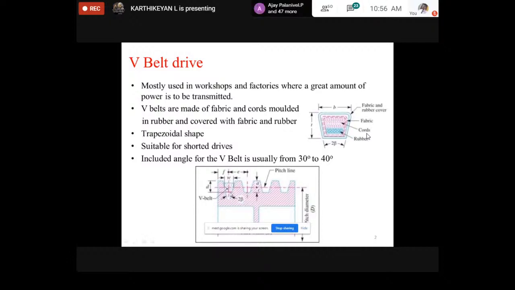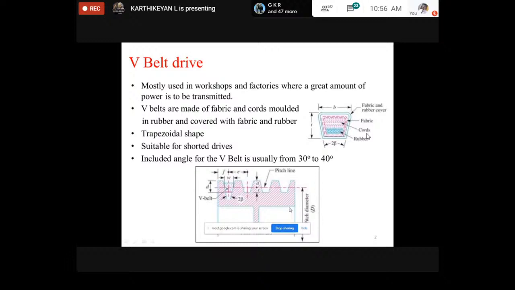There is a limitation in V-belt drive. A clearance must be provided at the bottom of the groove, as shown in the figure, in order to prevent the belt from touching the bottom as the belt becomes narrower from wear. For reliability, we are providing this clearance.